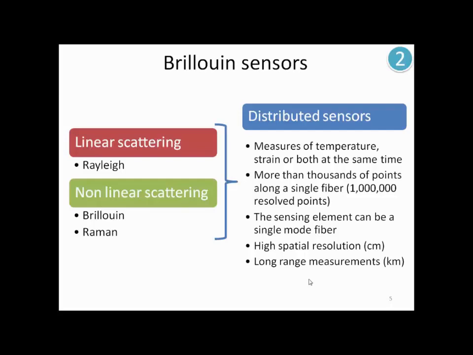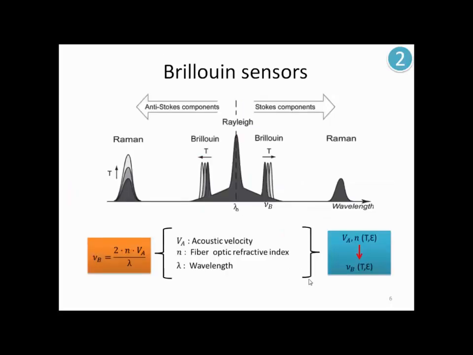This kind of sensors are based on scattering, that could be linear scattering like Rayleigh, or non-linear scattering, that could be Brillouin or Raman. The first one is based on acoustic waves and Raman in thermal waves. If we want to develop a sensor using Raman, we have to measure the change in the intensity. But if we want to develop a Brillouin sensor, we have to measure the change in the Brillouin frequency shift in the points of the fiber.